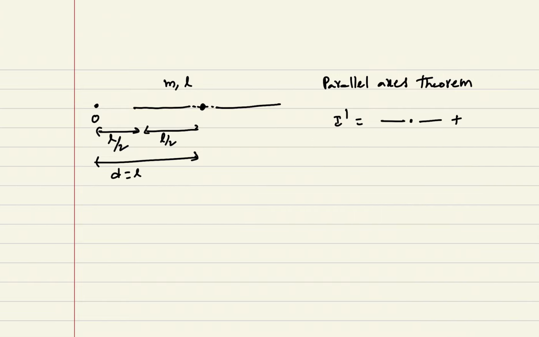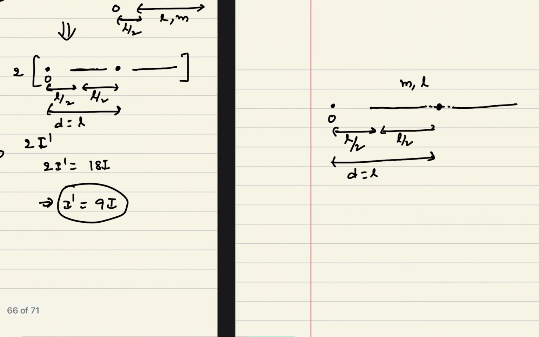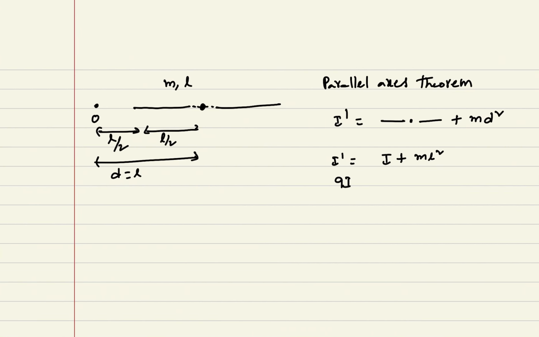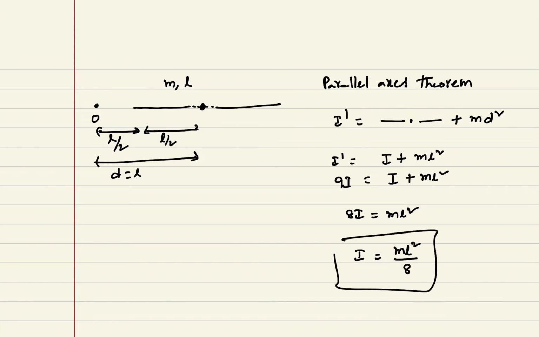So here, this one plus m into d square. I dash is equal to, already I have considered I is equal to k into ml square, m into l square. I got the I dash value as 9I. I am writing here 9I is equal to I plus m into l square. So finally I will get 8I is equal to ml square. I value is equal to ml square divided by 8. This is the answer for this fractal object.